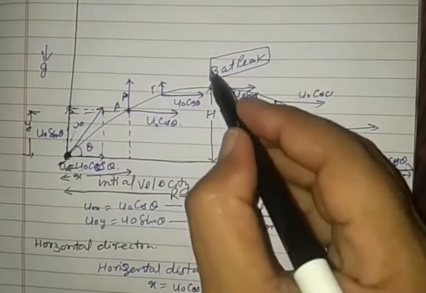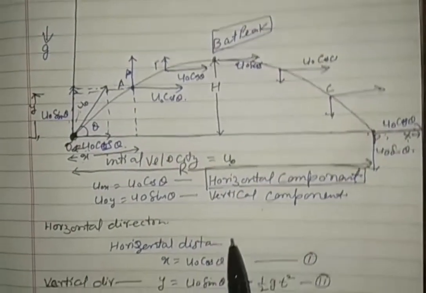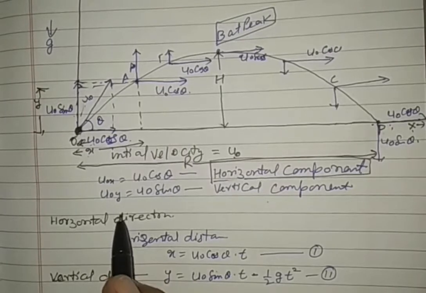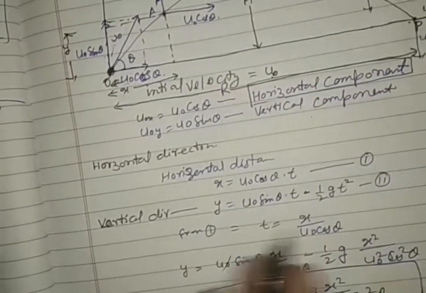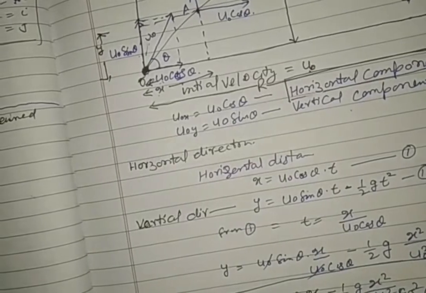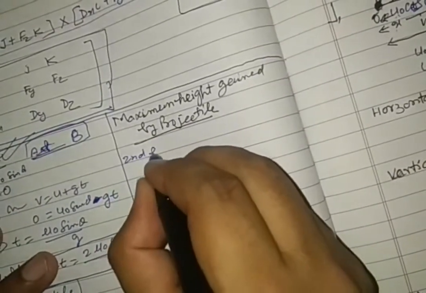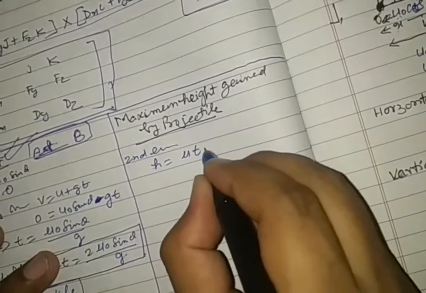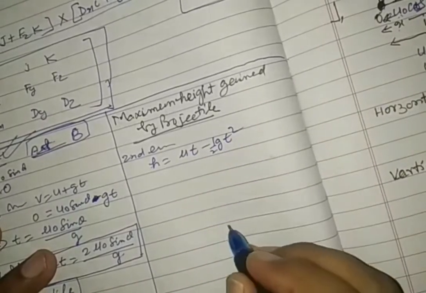This height is along the y-axis. So we will take all the components along the y-axis here. See carefully, and we will use the second equation of motion. Using the second equation of motion, that is s is equal to ut minus half gt square.